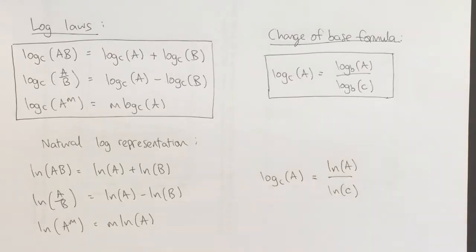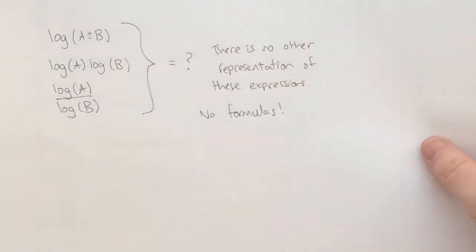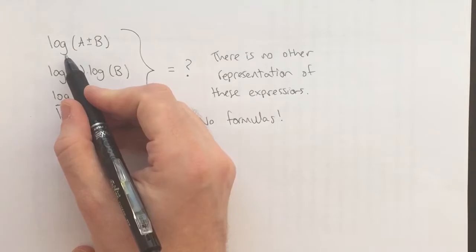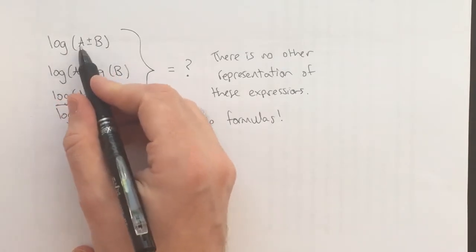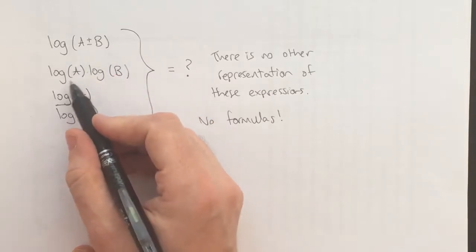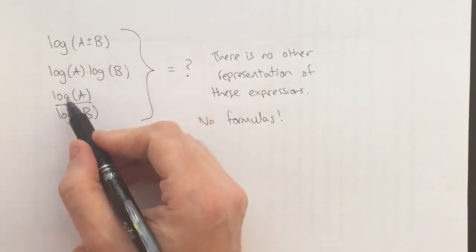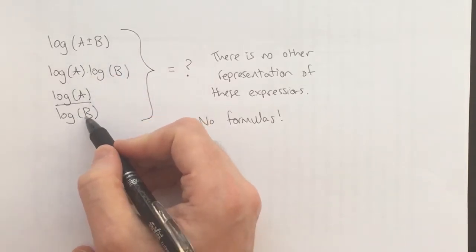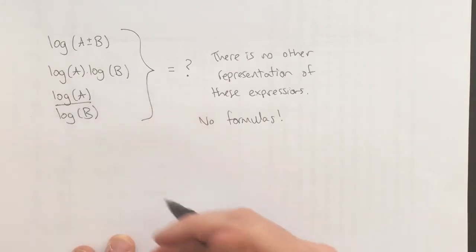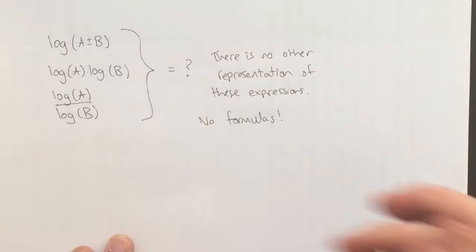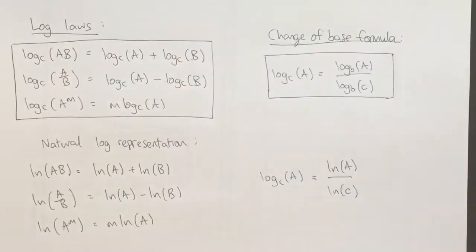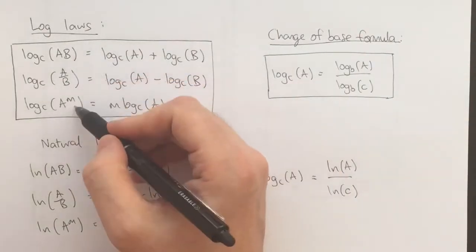One thing to make sure to note is that these are the only log laws you have. There are no log laws for expressions such as log of a plus b or log of a minus b. There's nothing for log of a times log of b, and there's nothing for log of a divided by log of b. There are no formulas to change these representations, so don't try to do anything with expressions that look like this. These laws only apply to expressions like this.